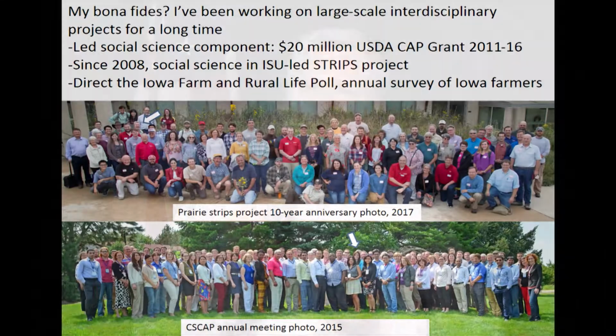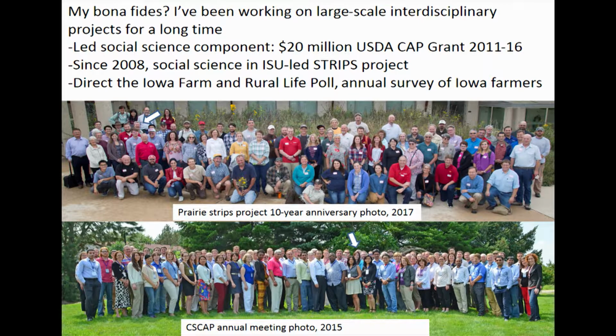So I'm going to talk a little bit about my bona fides. I've been working on large-scale interdisciplinary and transdisciplinary projects for a pretty long time. Today I'm going to talk about 3 of the larger ones. One is I led the social science component of a $20 million project funded by USDA NIFA. It was a coordinated agricultural project called the Corn and Cropping Systems Coordinated Agricultural Project from 2011 to 2016. Some of you in this room were involved in that project.